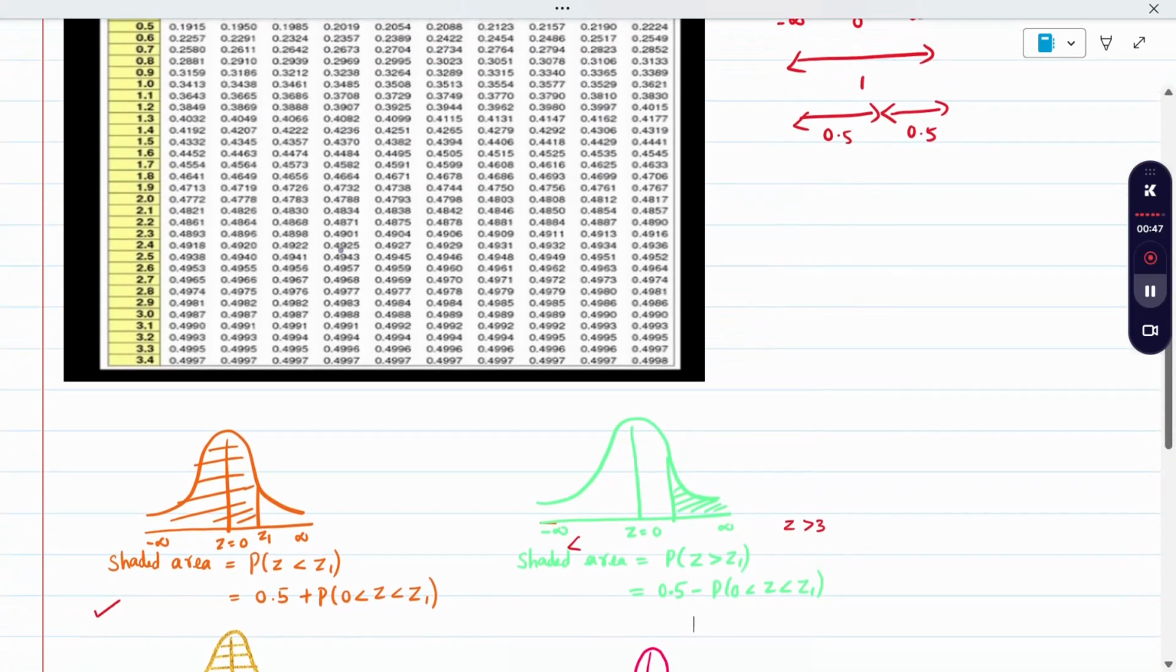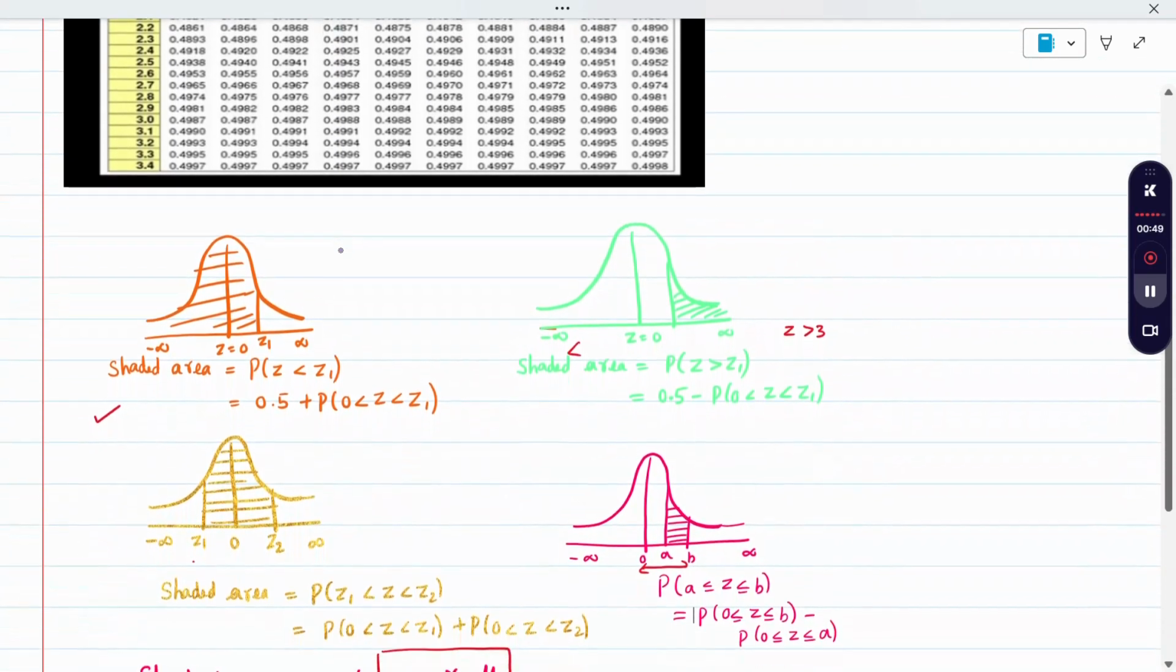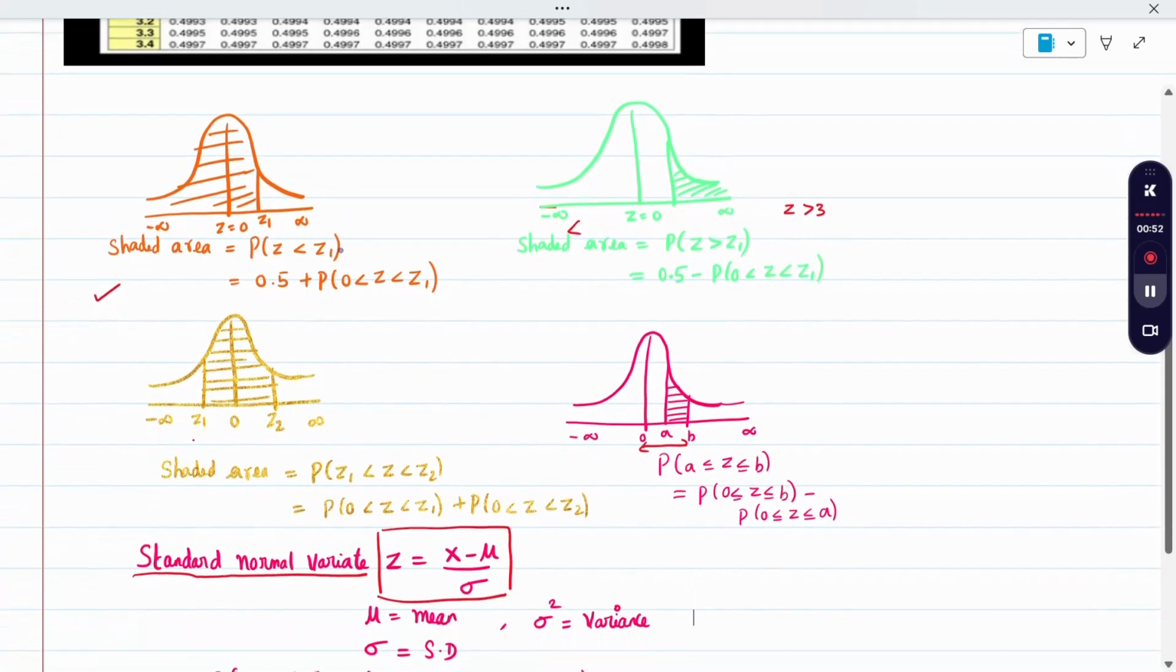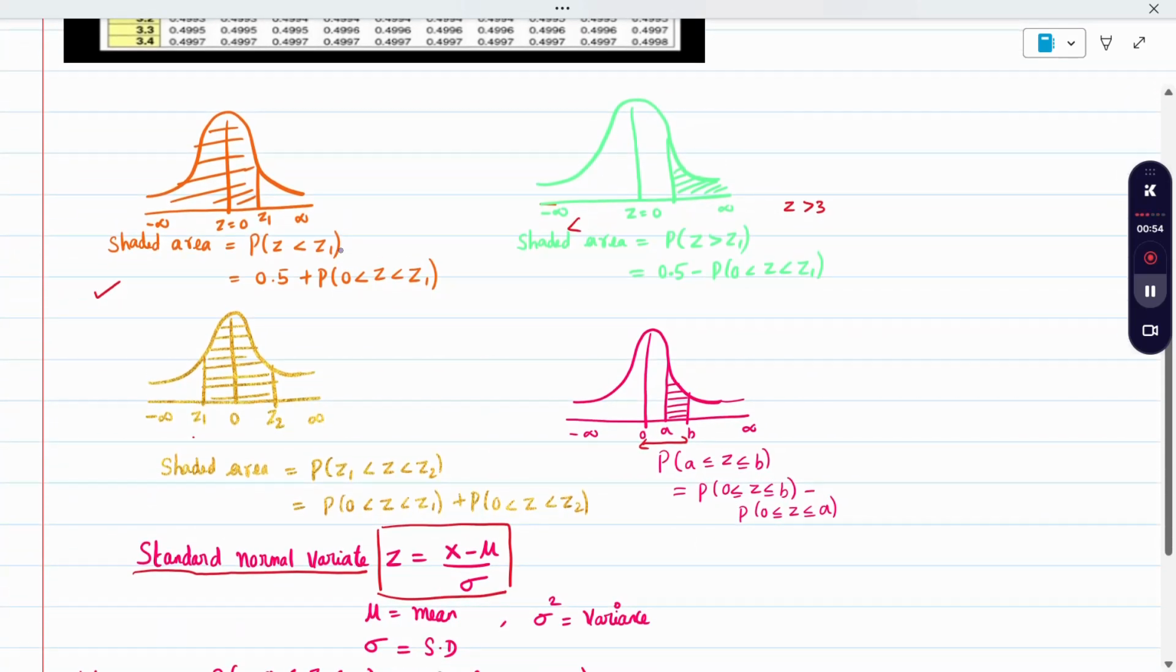I'll show you some standard normal variate formats. This is our standard normal variate format. First shape: when Z is less than Z1. Z1 can be any number, it may be 1, 2, 3, 50, 60, any positive number. Less than means the diagram from minus infinity to Z1, which is the shaded region.